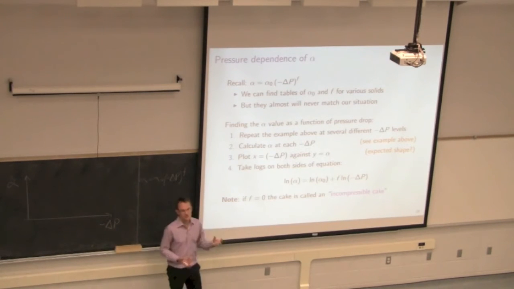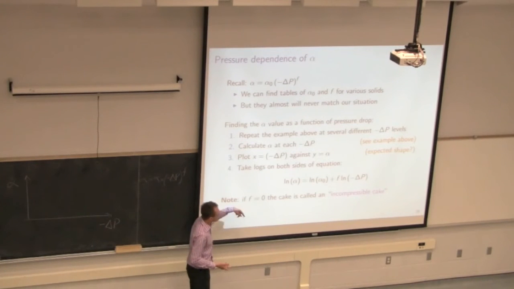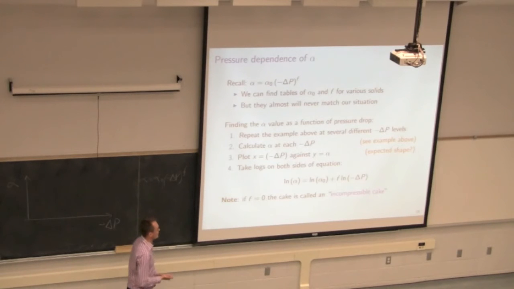Incompressible cakes are rigid solids like particulate material, ore and lime and rock. Those are generally called incompressible cakes, and those exponents F will be much, much smaller. Cakes that are more compressible will have higher exponents F. F typically will not exceed 1. At the extreme, if it's an extremely compressible cake, it will be 1. Most cakes are around 0.3 to 0.5.